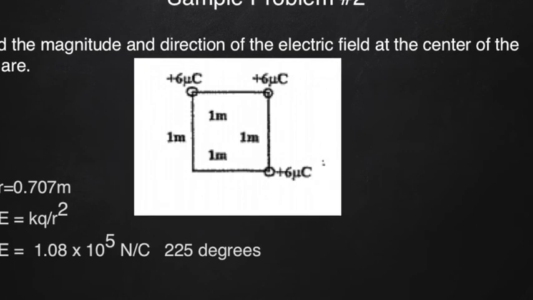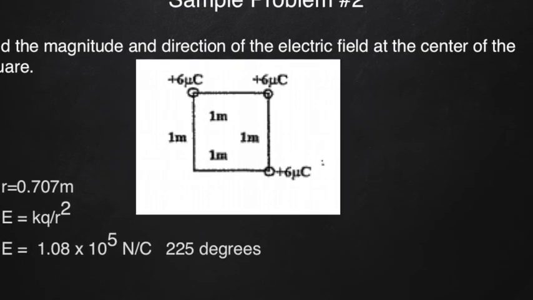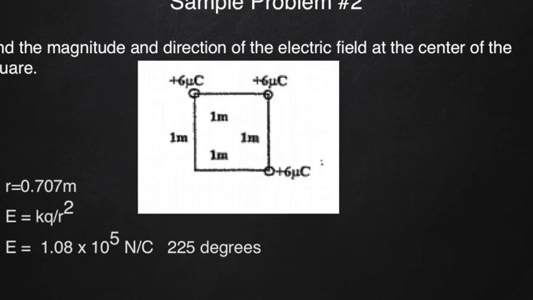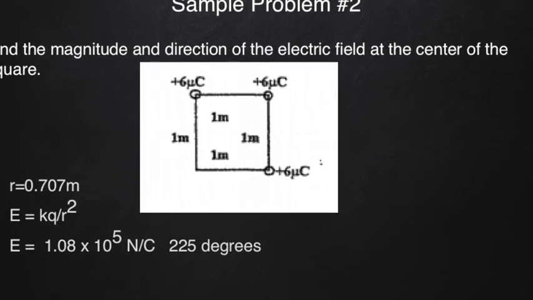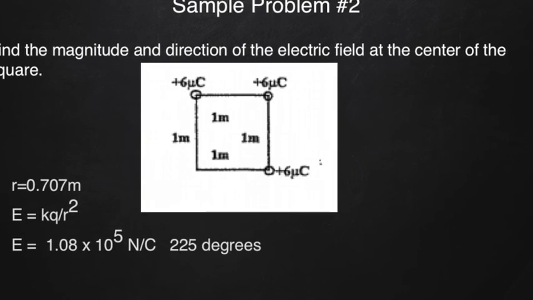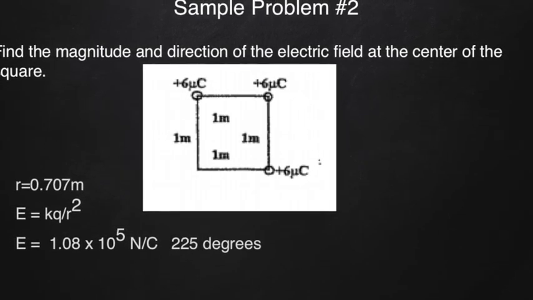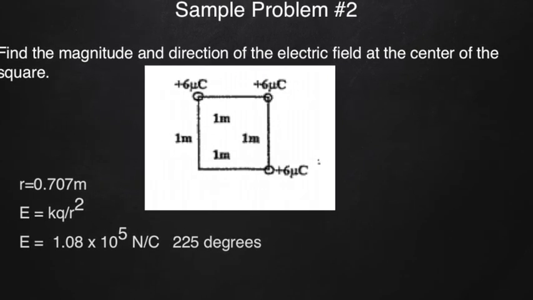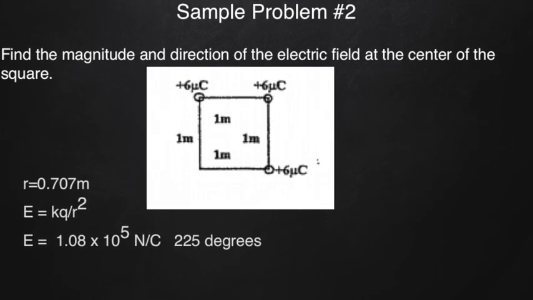First, we need to find the distance between the center of the square and the charges. And the distance is root 2 over 2, or around 0.707 meters. Then, we use the formula for the electric field to determine the electric field exerted on the center of the square by the 3 charges. We have to split the problem into x and y direction using sine and cosine. And then, add the fields that are in the same axis.